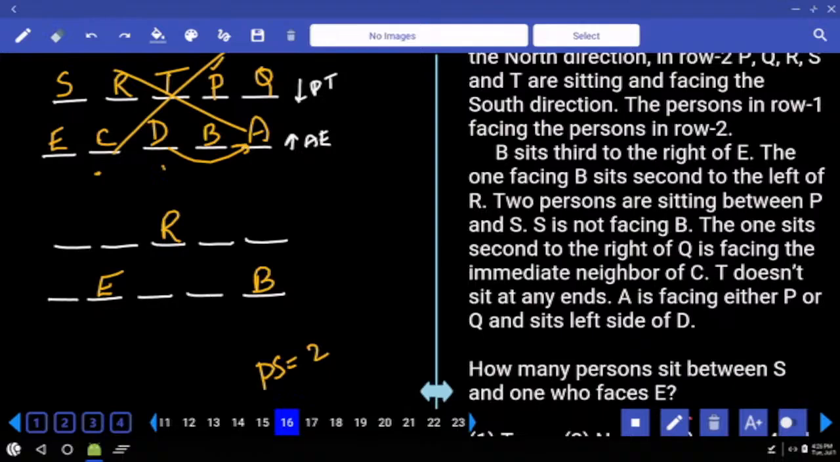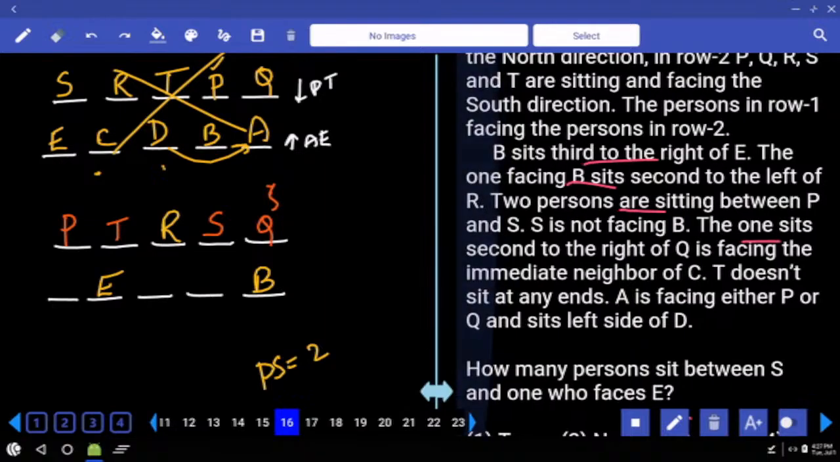Then according to this one, A is facing, T does not sit at any ends of the row. And the one facing B sits second to the left, 2 persons in between P and S. Now, S is not facing B, S cannot be here. S cannot be at this place. Can I have S at this place? Now, if S is here, how many persons are there between P and S? 2. Then T cannot be at the extreme and T is here. T is here, Q will be here.